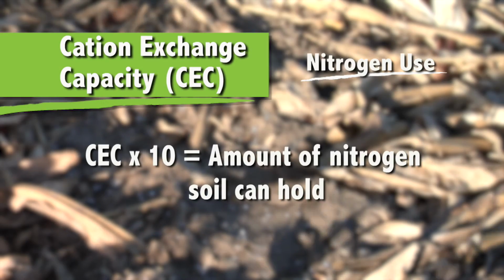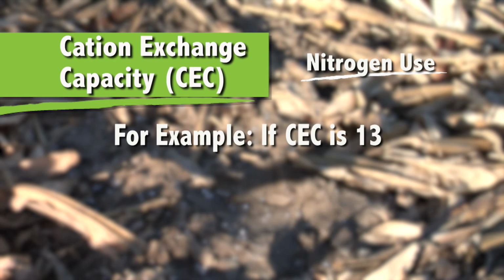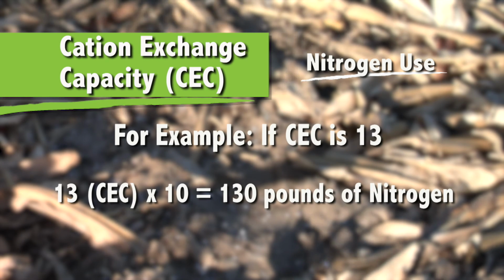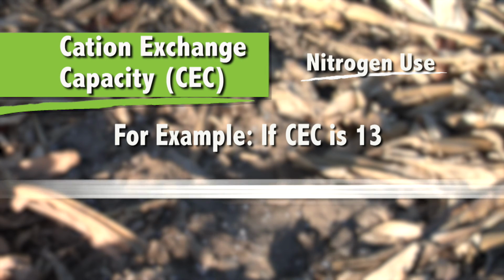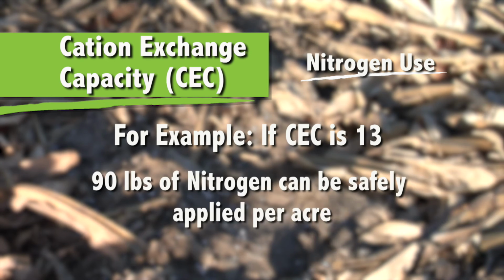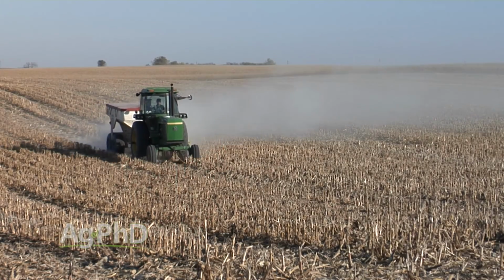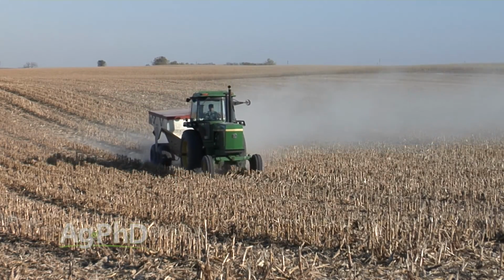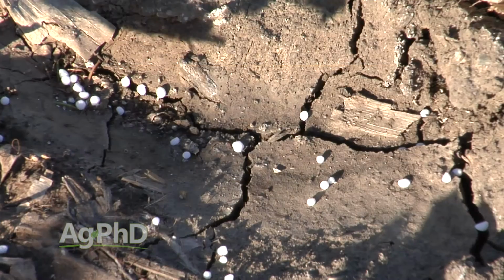What we use for a measurement is 10 times the cation exchange capacity. So let's say, for example, your cation exchange capacity was 13. 13 times 10 is 130 pounds. If there are already 40 pounds in the soil, you subtract 40 off your 130, and you could apply safely around 90 pounds, and we'd usually tell the guy to stay even a little lower than 90 pounds. So the farmer will do that. He'll use nitrogen stabilizers. He'll split apply his nitrogen. He'll do a lot of different things to make sure that he's keeping the nitrogen on his crop, in his soil, and not in somebody's water.